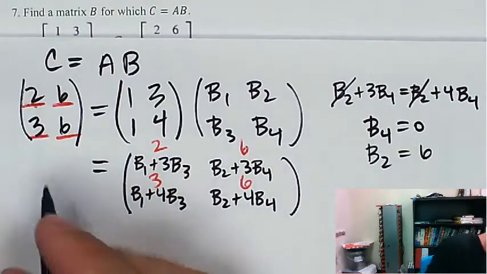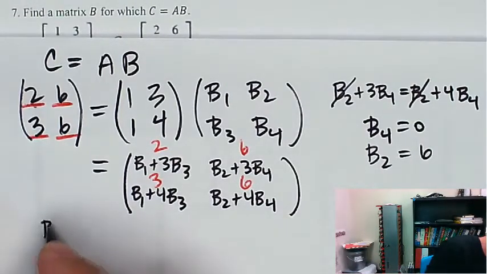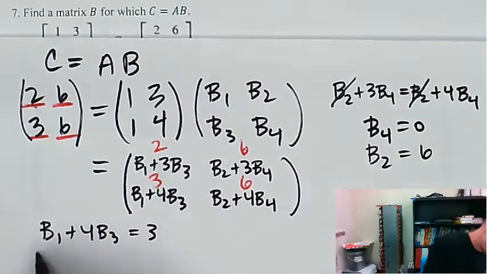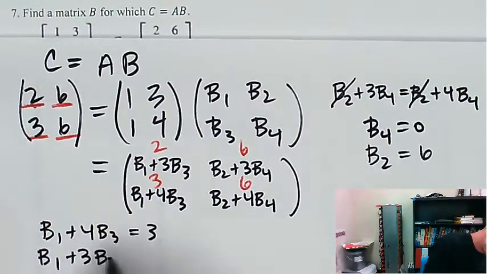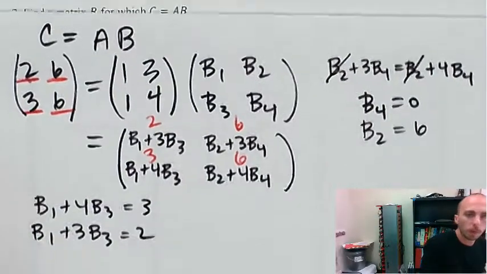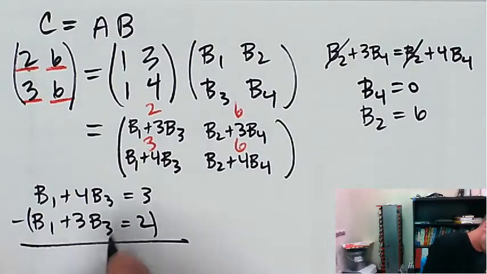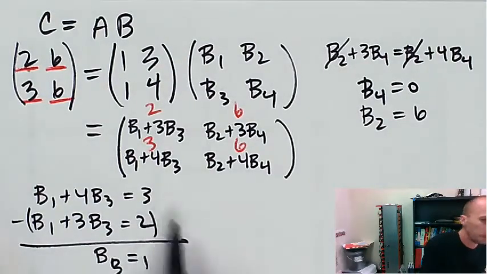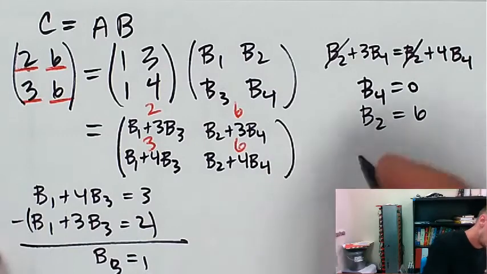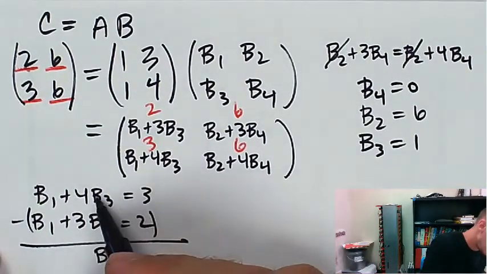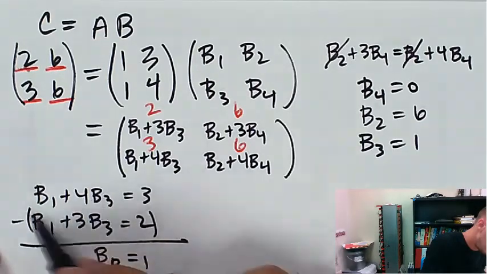Okay, so B1 plus 4B3 equals 3. And B1 plus 3B3 equals 2. So I'm going to subtract the second equation from the first. 4 minus 3 is 1, B3 equals 3 minus 2 is 1. It kind of looks like a 4, but it was a 2 with a parenthesis around it. All right, so B3 equals 1, and that would mean that something plus 4 equals 3, B1 equals negative 1.